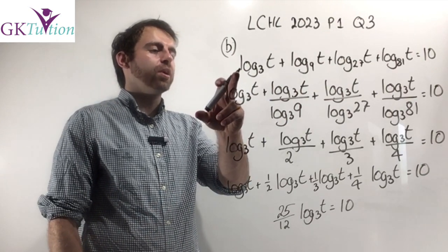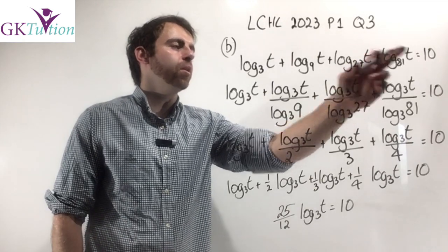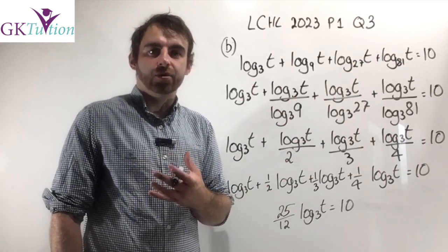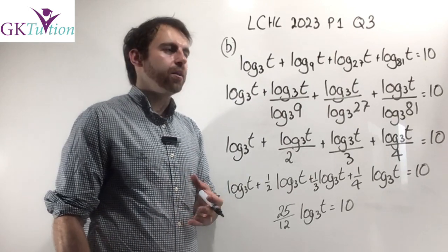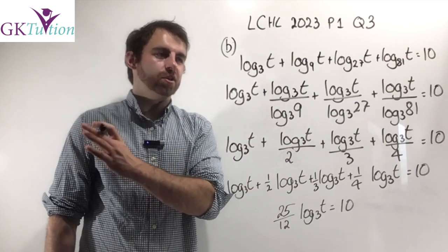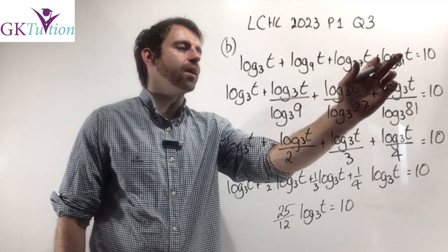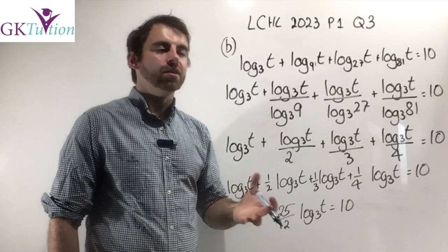So essentially here we're given log t to the base 3, to the base 9, to the base 27, to the base 81, and we know that it's equal to 10. We're given a hint that we should change the base in order to try and find the value of t. Now you should recognize that it's easiest to change them all to the lowest base. So we're going to change the log to the base 9 and 27 and 81. We're going to turn them all into log to the base 3s. It's an easy enough formula to use.